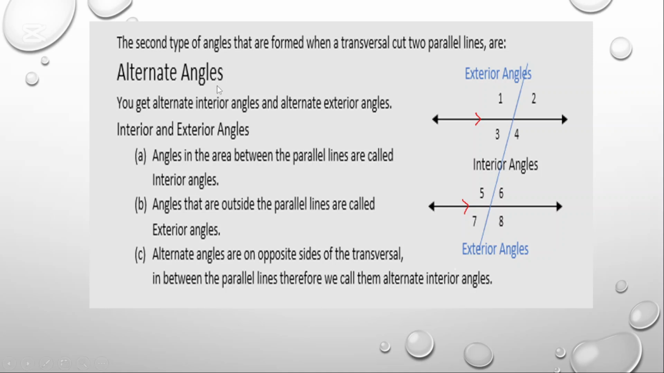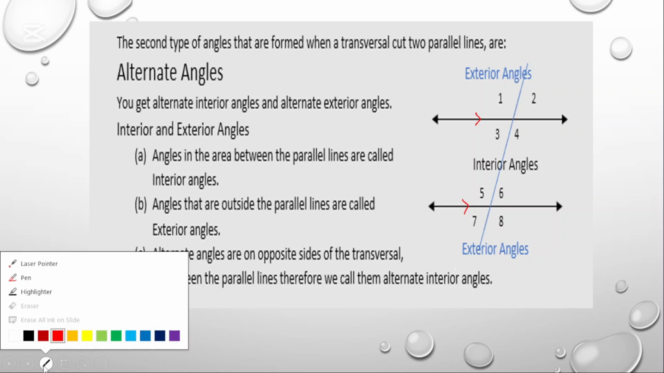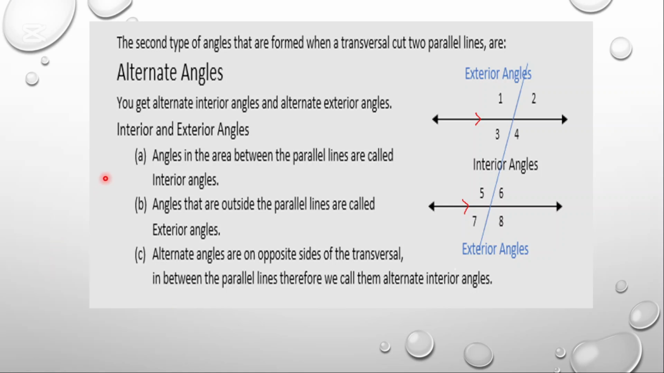Now the second type of angles that are formed when a transversal cuts parallel lines are alternate angles, right? They are alternate angles. Now you get alternate interior angles and alternate exterior angles. Now we have these two parallel lines, and this area in between the parallel lines, they are called the interior angles. And of course, outside the parallel lines, 1, 2, 7, and 8, they are the exterior angles.